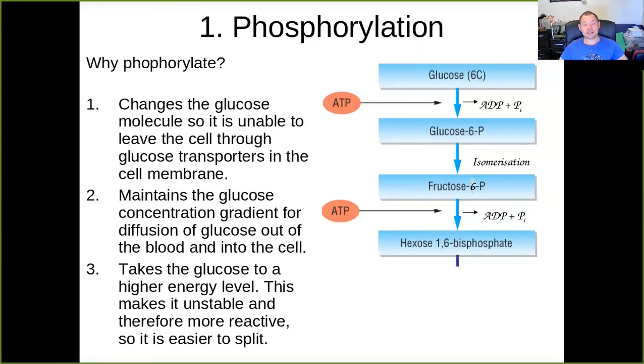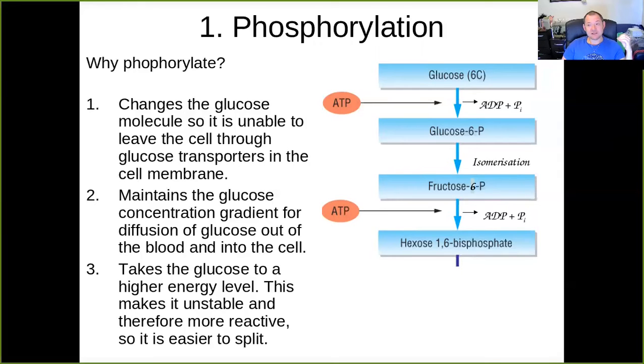Now, if we didn't do something to keep it in the cells, then what would happen is glucose would enter our cells when we have high blood sugar, but as soon as we end up with more sugar in the cells than outside of the cells, the remainder of the sugar in the blood would not be able to enter the cells because it would be going against its concentration gradient. So the first reason we put phosphate onto glucose is to turn it into another molecule, glucose 6-phosphate, which doesn't fit through those transporters. So it cannot leave the cell again.